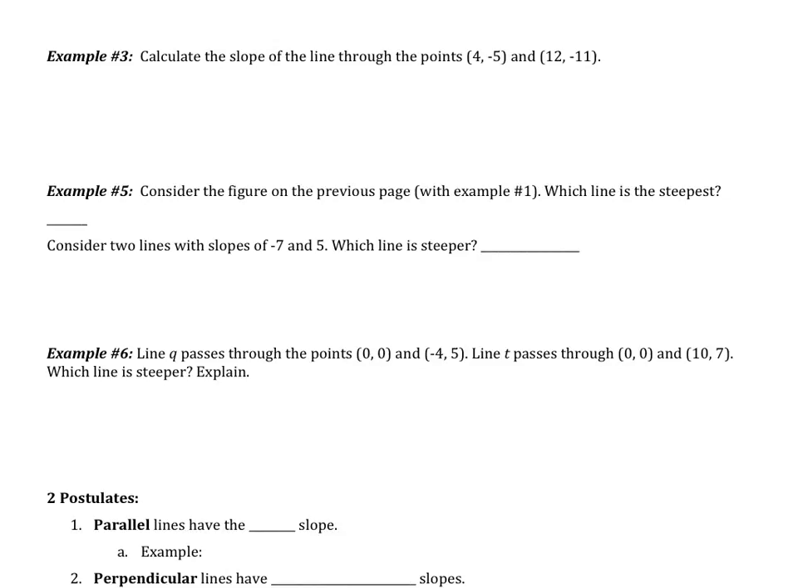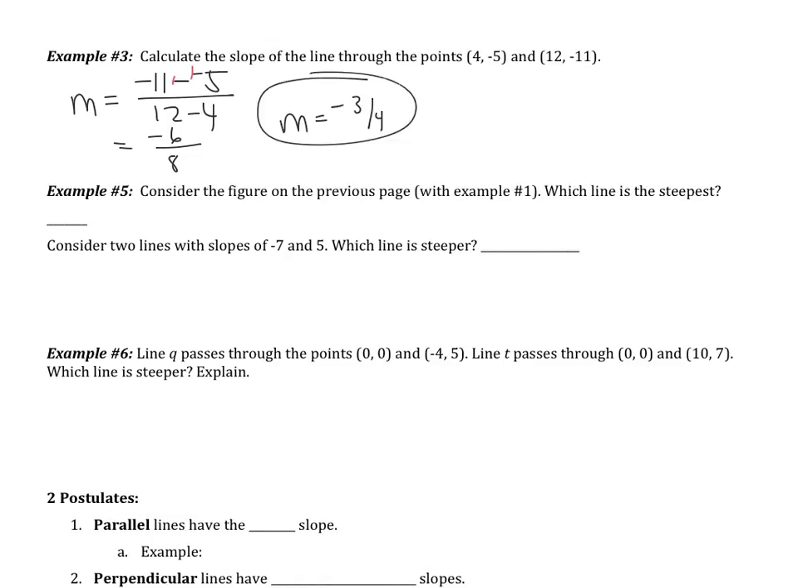Okay, so let's see how we did. You should have done y2 minus y1, so negative 11 subtract negative 5 over 12 minus 4. Negative 11 subtract negative 5, it's like adding a positive. So that's going to be negative 6 over 8. Dividing both numerator and denominator by 2, it becomes negative 3 over 4. Now, you may have written yours backwards, so you may have done negative 5 minus negative 11 over 4 minus 12, which should have given you the same answer. Either way, you should have gotten a slope of negative 3 over 4.